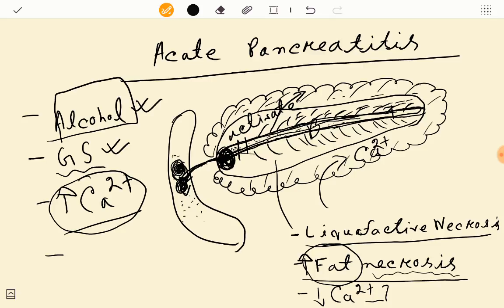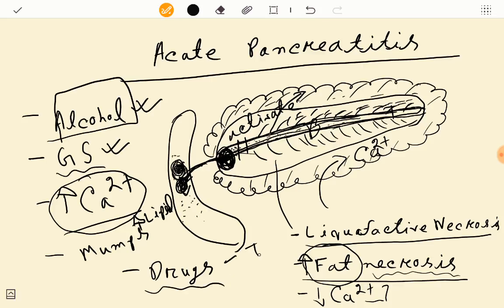Okay, now let's talk about this topic. So mumps, increased lipid, and of course drugs. What type of drugs may cause acute pancreatitis? Thiazide diuretics. Of course, we all know thiazide diuretics. Thiazide diuretics may cause acute pancreatitis. And there is one more drug. There are other drugs, but remember these two at least.